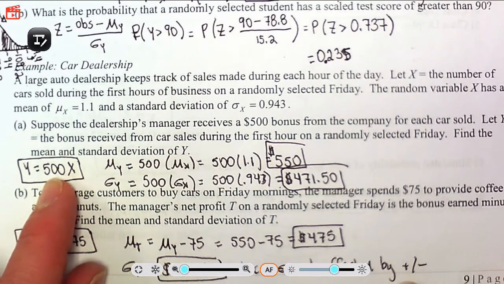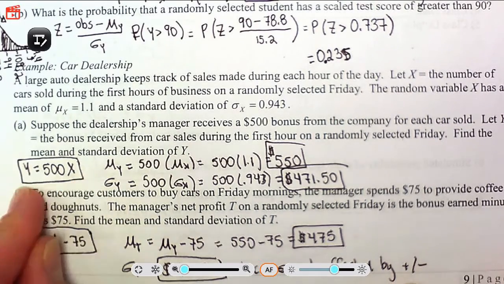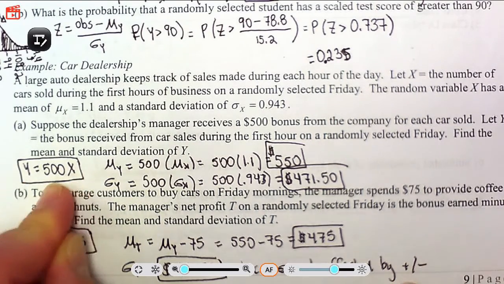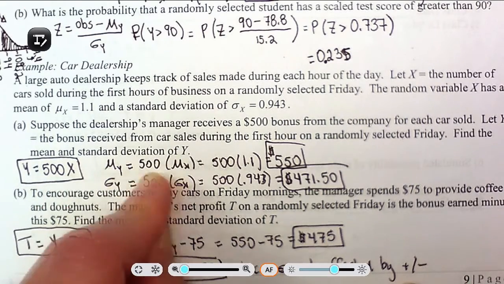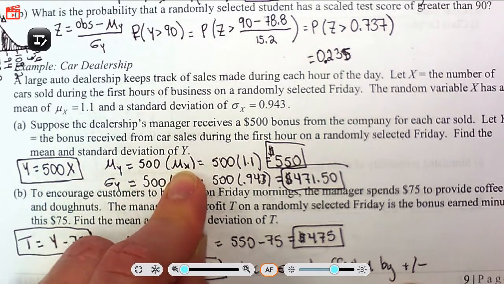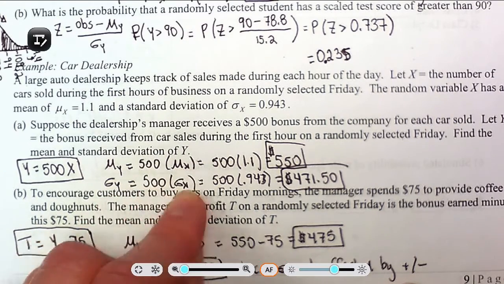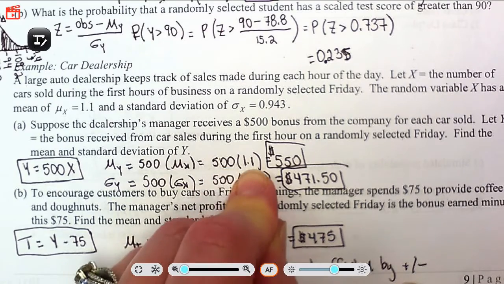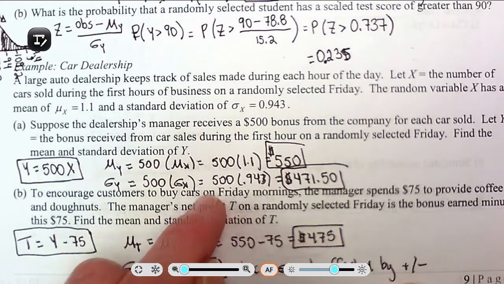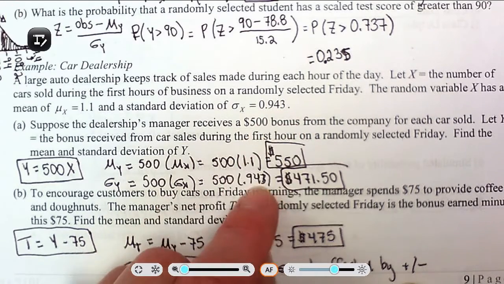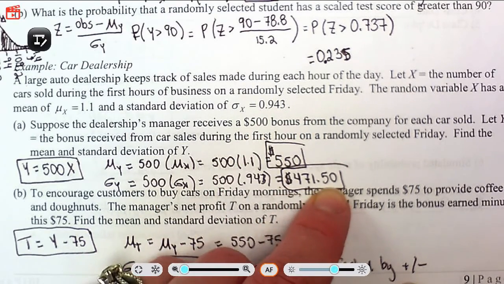The mean of y is 500 times the x. I'm sorry, the variable y is 500 times x. It's just a linear transformation rule. So the mean of y is equal to 500 times the mean of x, and the standard deviation is also 500 times sigma x. So that's 500 times 1.1 for the mean, $550, and 500 times 0.943, which is $471.